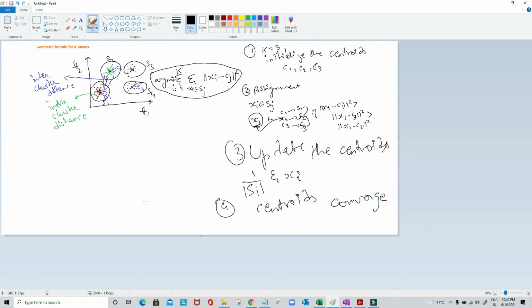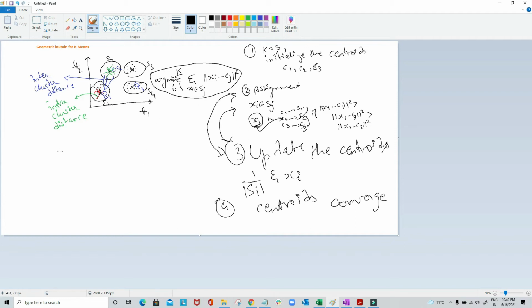So convergence means there's no more update to the centroids. So till that, steps 2 and 3 are repeated as assignment and update, assignment and update. This is K-means clustering. So what could be the problems that can be identified with K-means clustering?